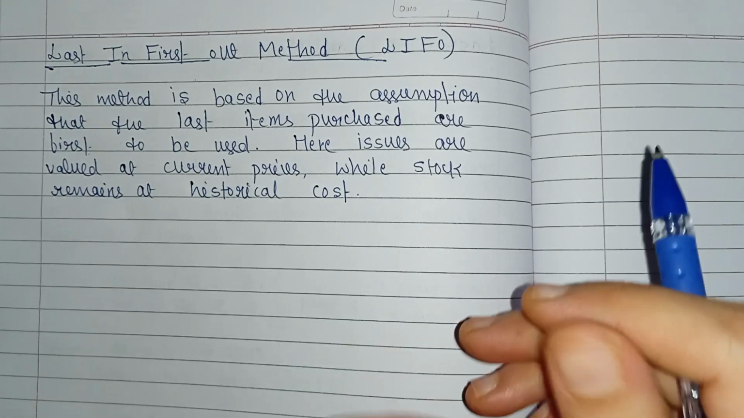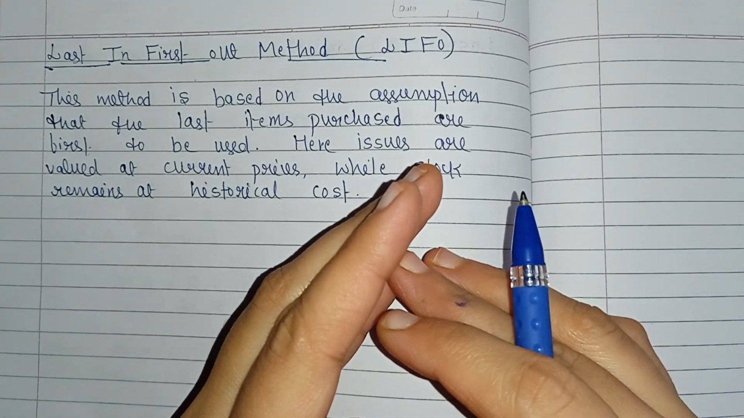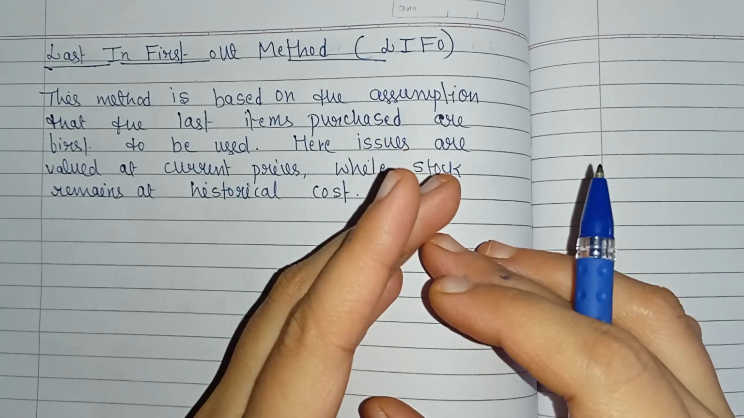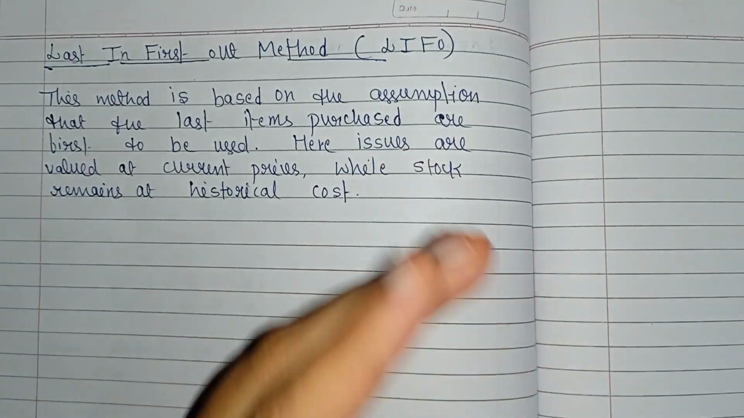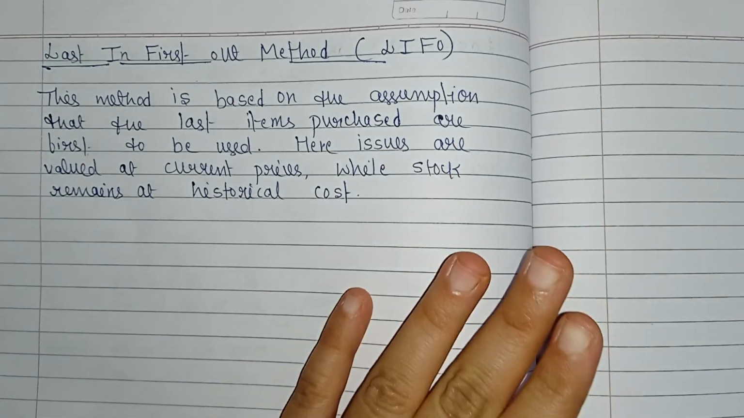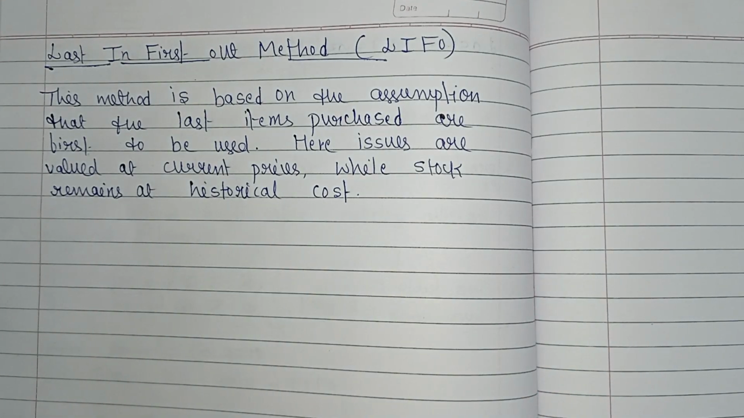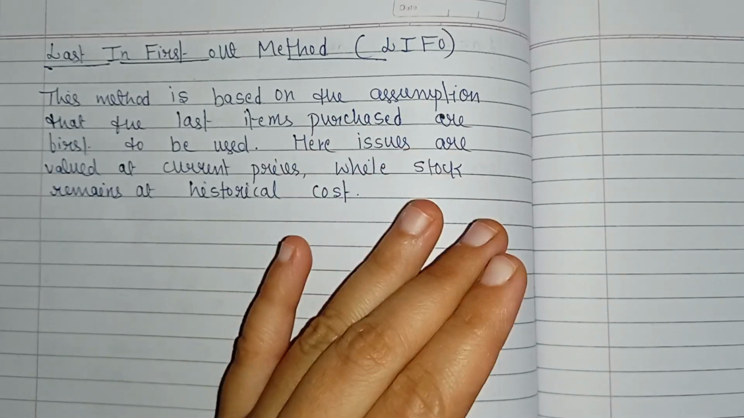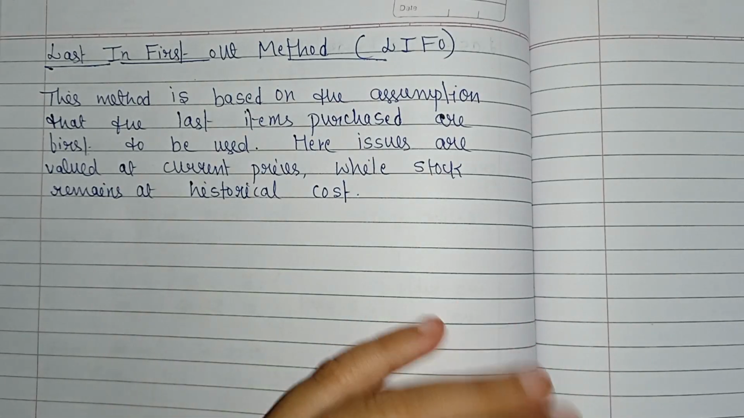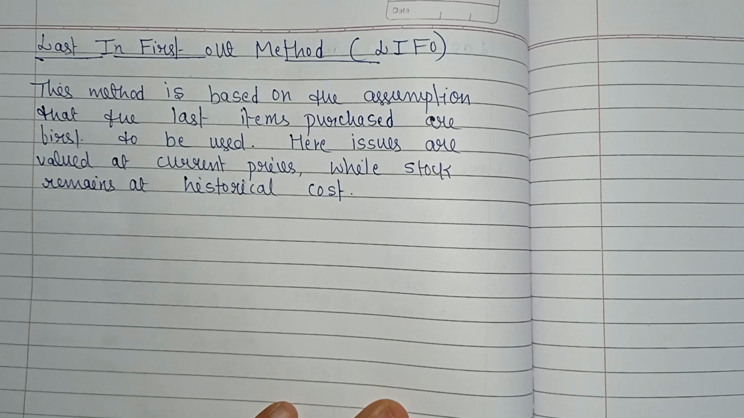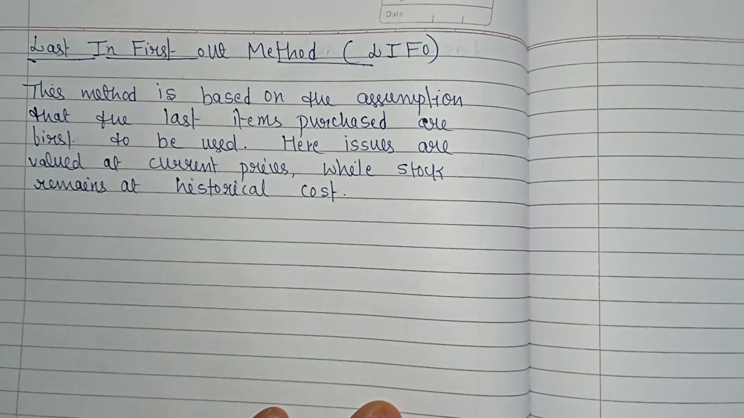It means the most recently purchased or produced items are the first ones to be sold or used. So in simple terms, the last items that come in are the first to go out. Clear? Here I will explain this LIFO through one example.